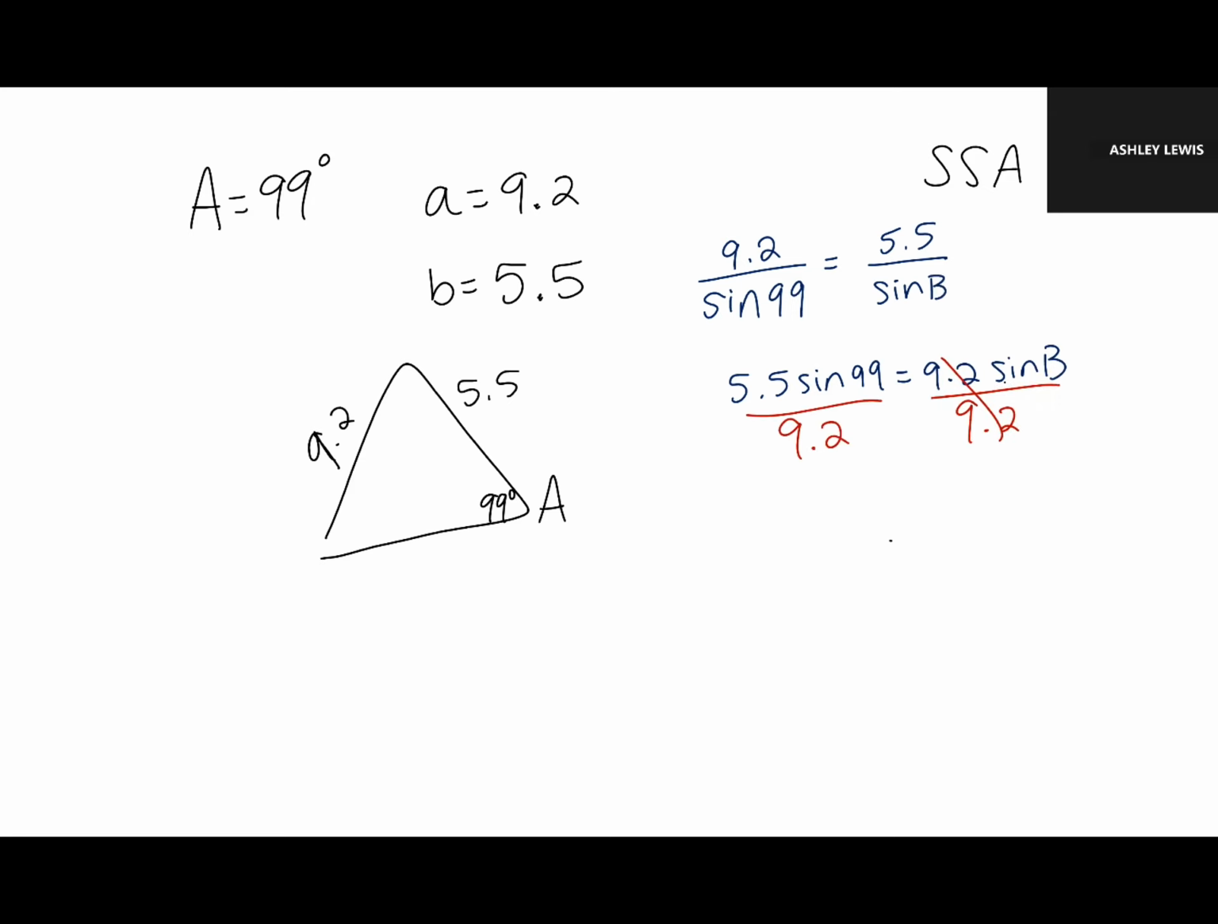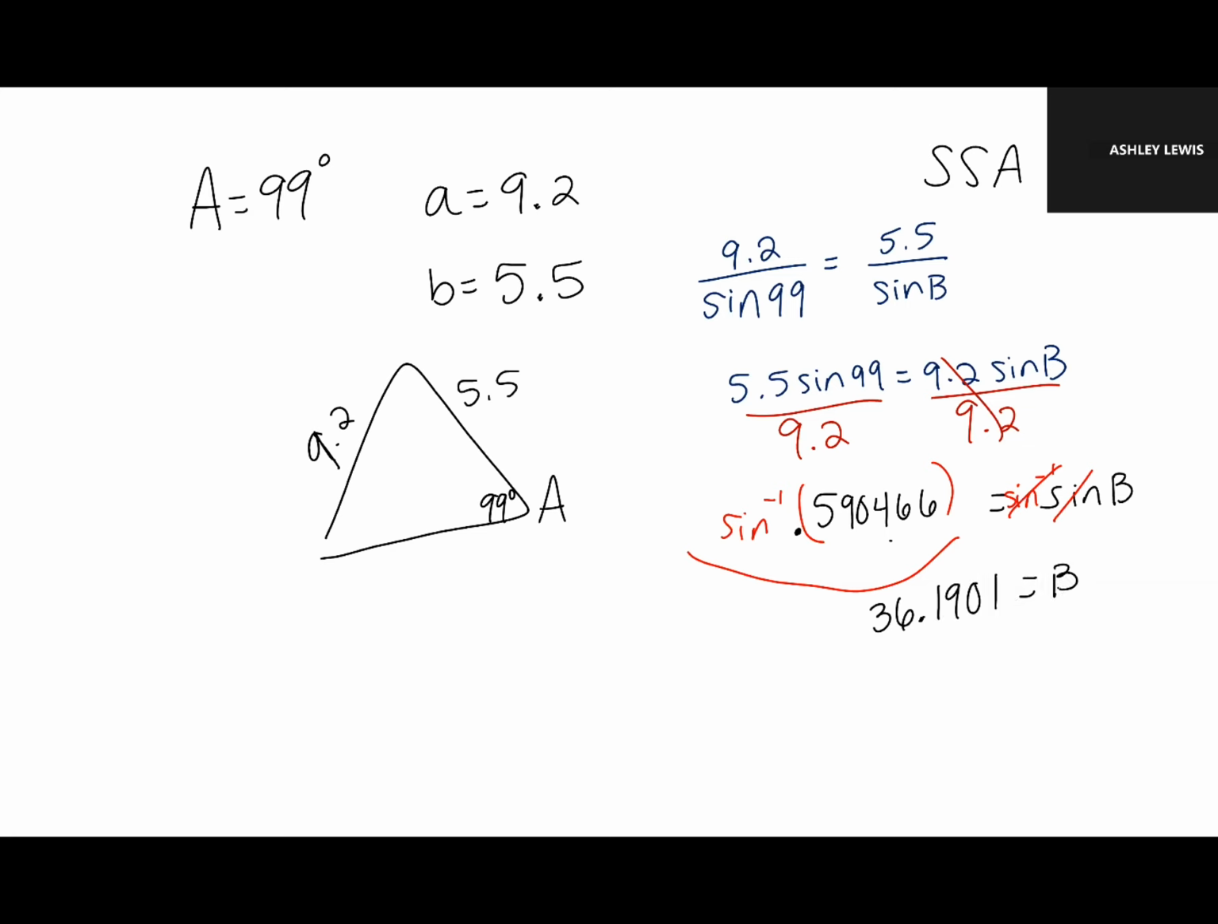I'll go ahead and put this in the calculator. Okay, I got 0.590466 equals sine B. If I want just B, I'm going to have to do the inverse so that those cancel, and the inverse of this side. So type this into your calculator. All right, so I got 36.1901 as angle B. So I'm going to go ahead and put that across from, this is side B, so that means angle B is down here. This is 36 point, I'll just round it to 36.2, okay?